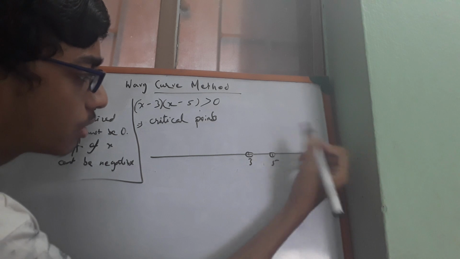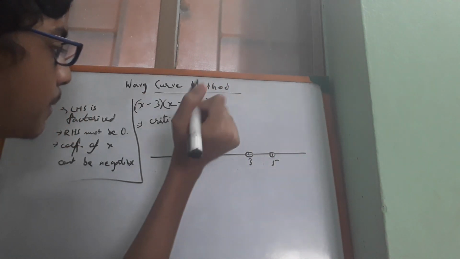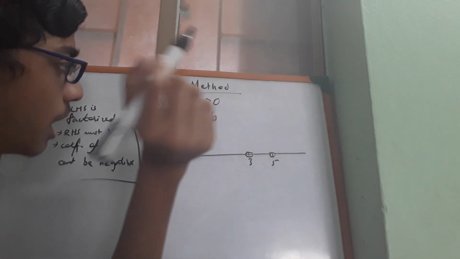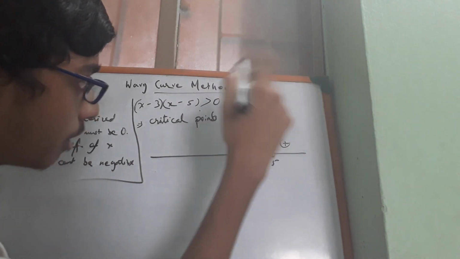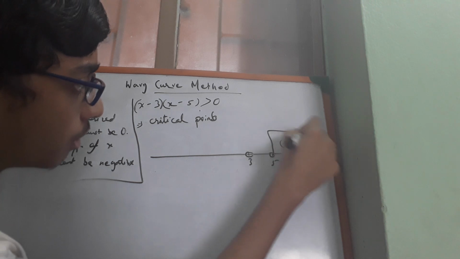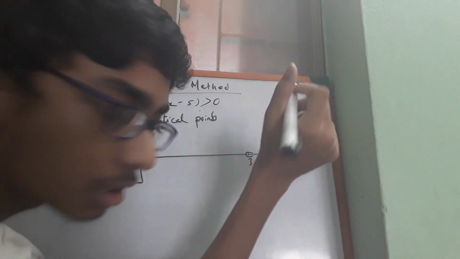Now you see, for all values greater than 5, let's take 6. 6 minus 3 is a positive number, 6 minus 5 is also a positive number. For all values greater than 5, the expression will be positive, which is alright, because we need greater than 0. That means we need to include all these values.